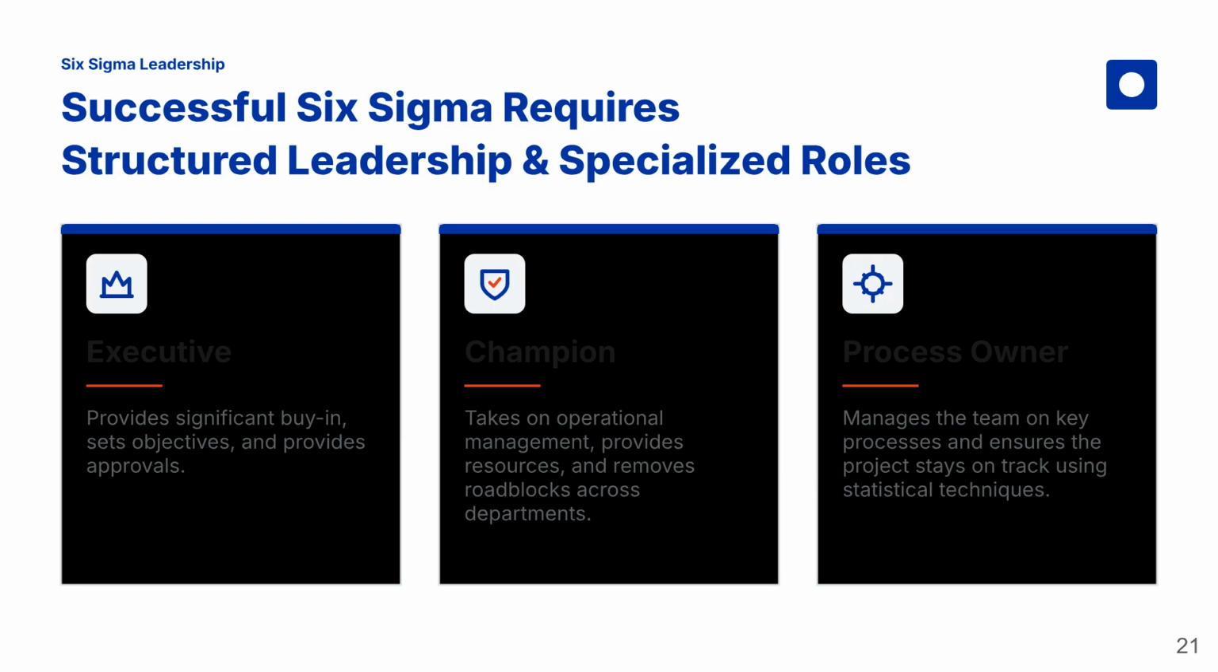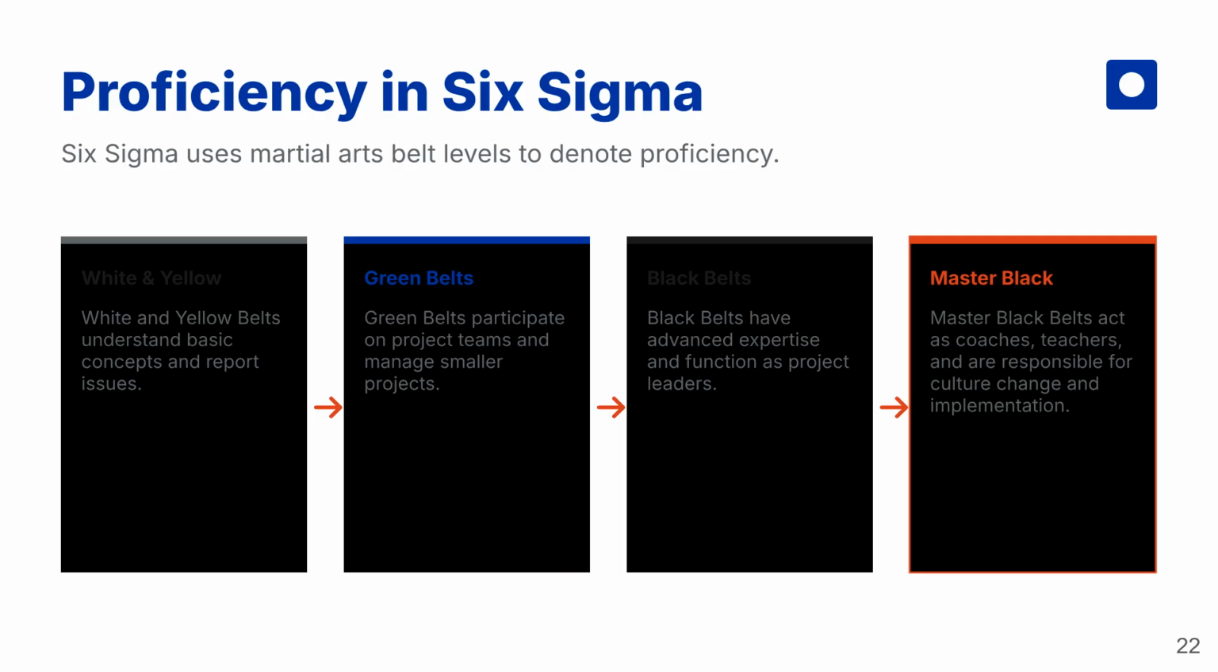Six Sigma uses a belt-based certification system, inspired by martial arts, to represent different levels of knowledge, responsibility, and expertise in process improvement. As individuals gain experience and advanced skills, they progress through higher belt levels and take on more complex improvement projects.